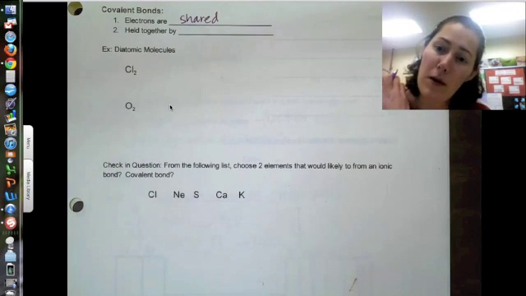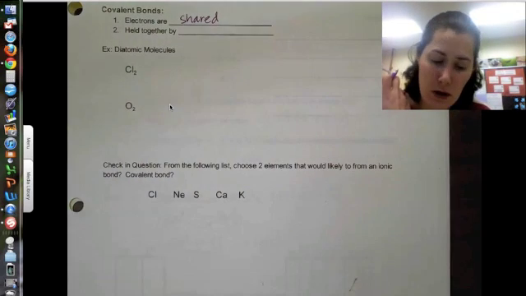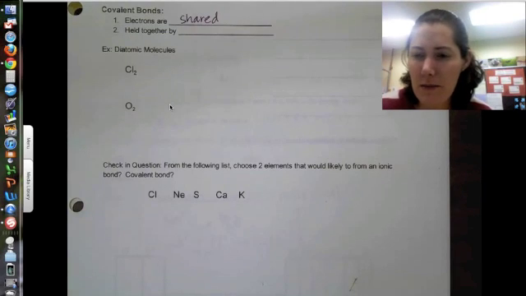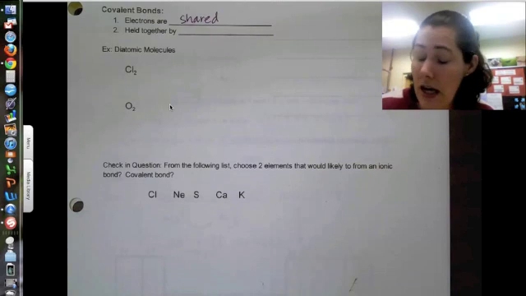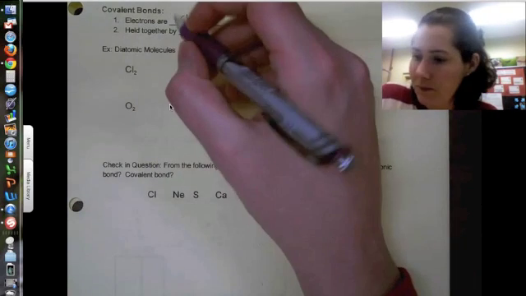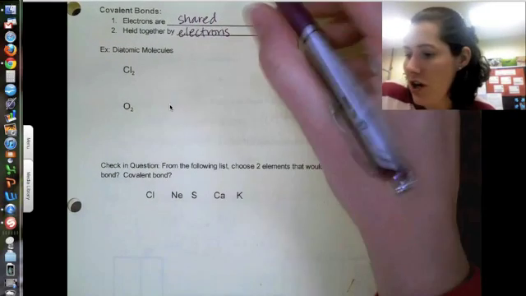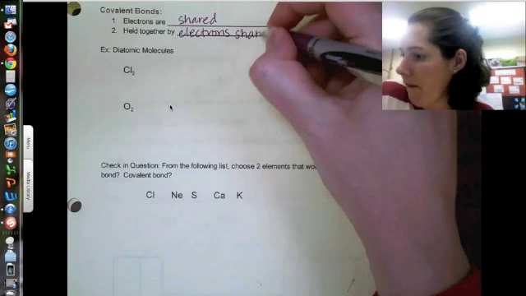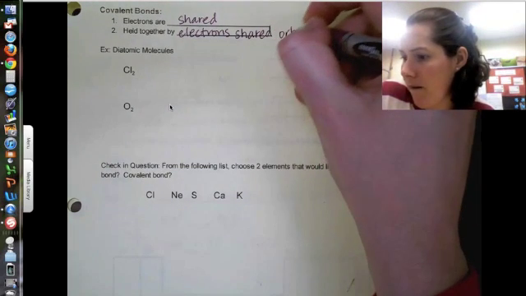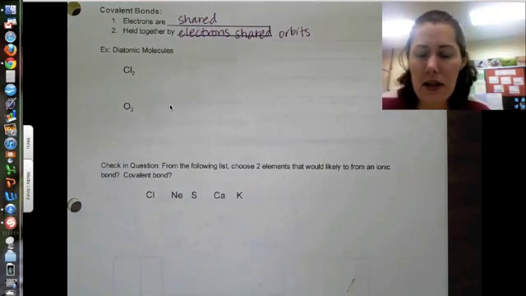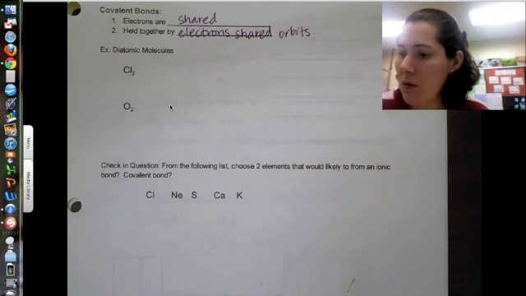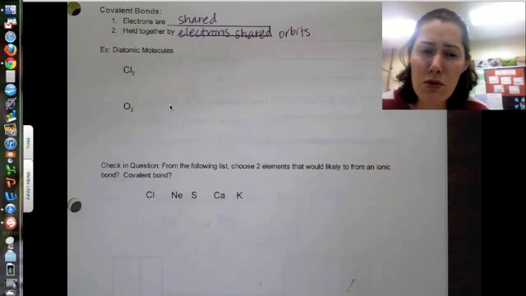between multiple atoms, okay? So we don't call them ions in a covalent bond because we don't get these charges. What happens instead is that the electrons have shared orbits. What that means is that the electrons are actually going to both travel around both of the atoms or multiple atoms that are in this compound.